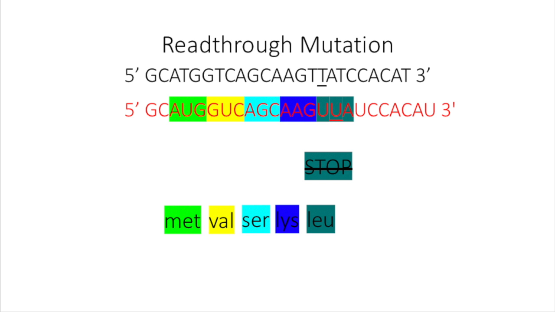Finally, we will illustrate a read-through mutation, where there is a change in a stop codon, which converts a stop codon to one that codes for an amino acid. This results in the extension of the polypeptide chain. As an example, we will do a transversion of an A to a T, which eventually becomes a U after transcription. This results in a change in the amino acid sequence, switching it from a stop codon to the amino acid leucine.